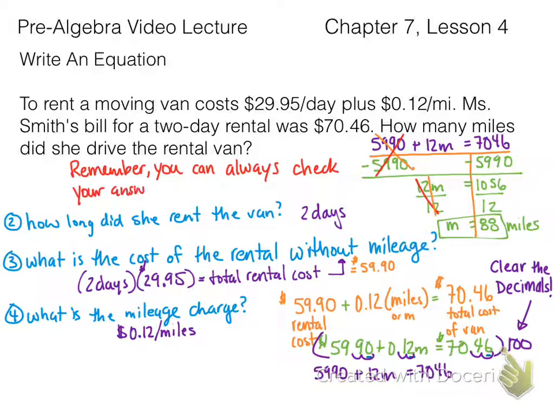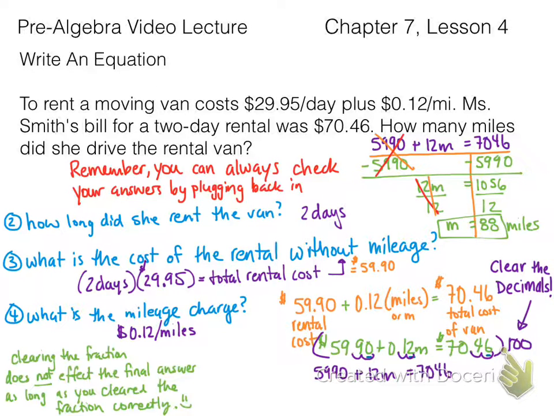You can always check your work by plugging it back into your problem, or just checking it, especially if it's a word problem, to see if it makes sense. If she does 88 miles, and it's 12 cents a mile, that is $10.56. And if you subtract that from her bill, which was $70.46, you're going to get how much she spent on mileage, which, according to my calculations, was $59.90. So it works out.